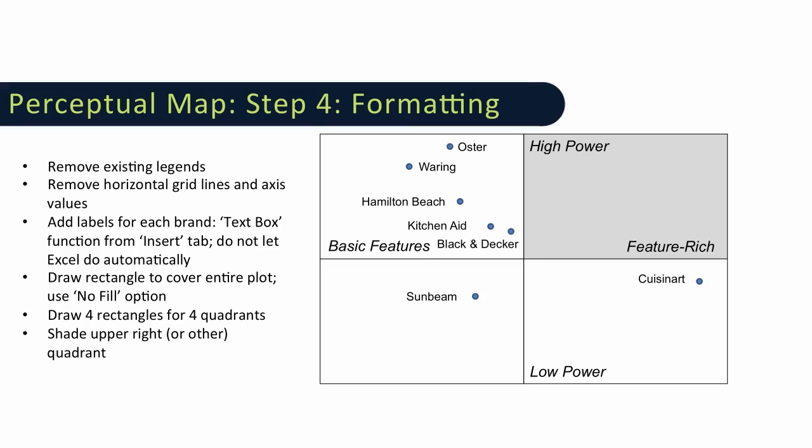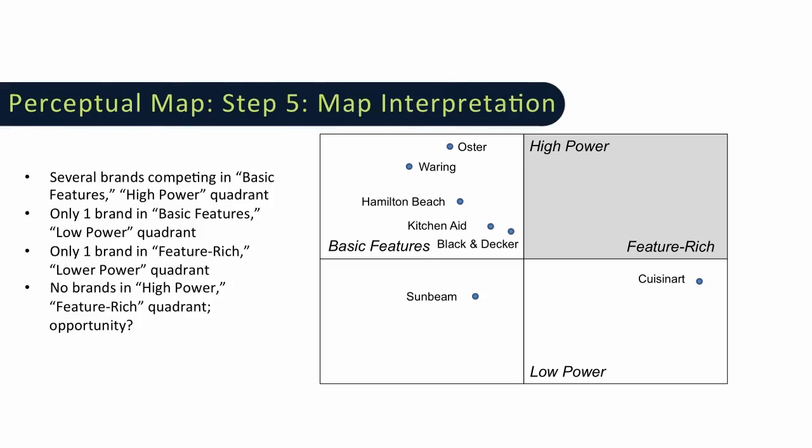We then draw 4 equal-sized rectangles within the big rectangle we just drew. In some cases, we might wish to highlight a particular quadrant by adding shading, such as we see in the graph in the high-power, feature-rich quadrant on the upper right. In step 5, we interpret our perceptual map.